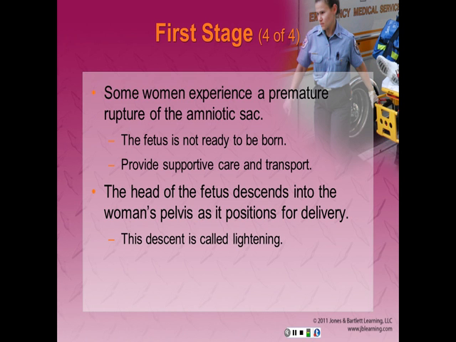Some women experience a premature rupture of the membranes, in which the amniotic sac ruptures too early and the fetus is not developed or ready to be born. The patient may or may not go into labor. You will need to provide supportive care and transport this patient to the hospital.